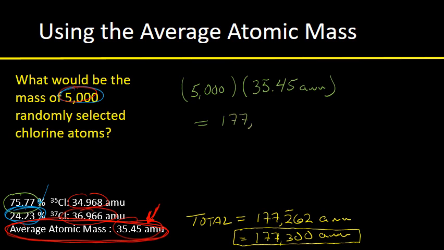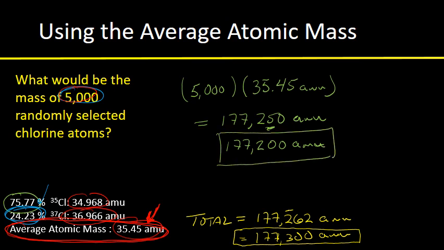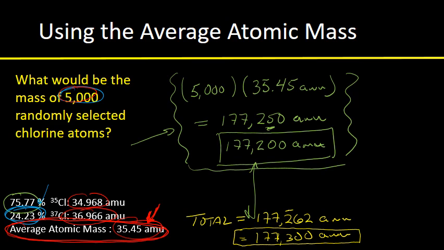And when we multiply those together, lo and behold, we get essentially the same answer. This one would round to, I mean, it's right there. So it just barely rounds to a different number in that fourth significant figure, right? But essentially, those two things are the same. And so whenever you've got a large number of atoms, this is a much, much quicker and easier way to calculate the weight of that group of atoms, or the mass of that group of atoms.